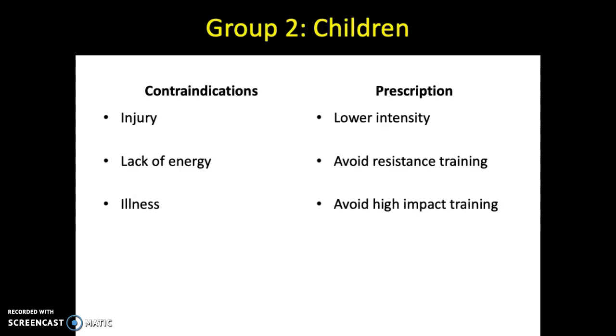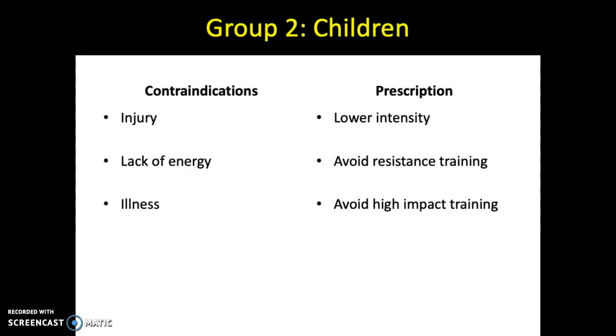Next, looking at what exercise we can prescribe to children. First off, you should avoid doing resistance training and high impact training, as the use of heavy weights can have an impact on their growth and potentially stunt it. This is why it is good to avoid these types of exercise.